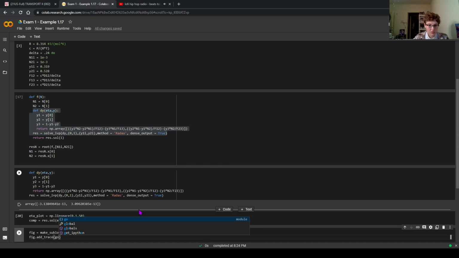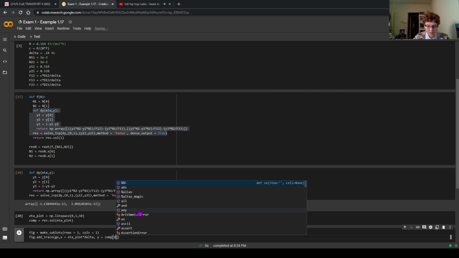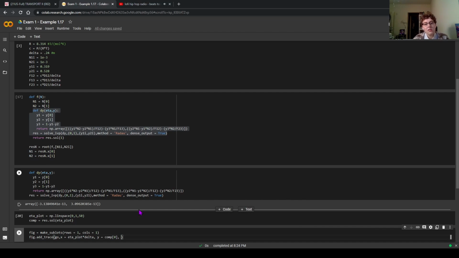and then we use go, and x should be equal to our eta plot. And since we want this back in terms of meters, we're going to use eta plot times delta. And then for our y, we want our y to be equal to the mole fraction in that array that we saw for comp, and it's for component 1, so that will be comp 0. And then we also need to add a name for that trace, and the first component is acetone, so that's what we'll add for that name.